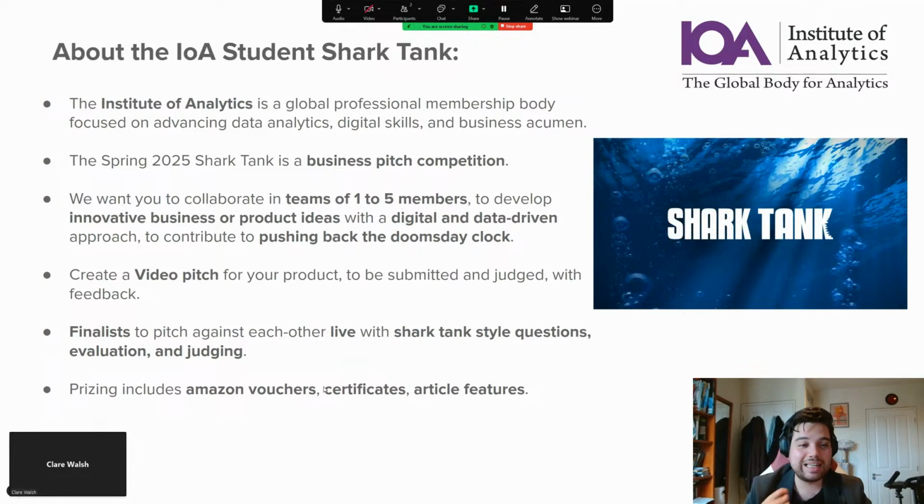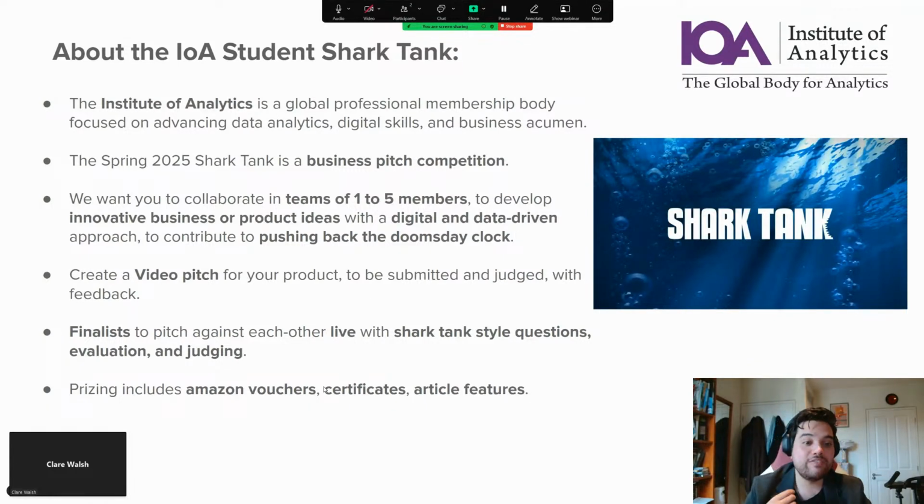Ideally, we want you to collaborate in teams of 1 to 5 members to develop innovative business or product ideas with a digital or data-driven approach. We want a strong emphasis on the digital and data-driven approach that you have taken, but the goal is to contribute to pushing back the doomsday clock, the clock that is showing us how close we are to destruction through different factors. We want any product or any idea that will help push back one of those factors that is making the clock worry us.